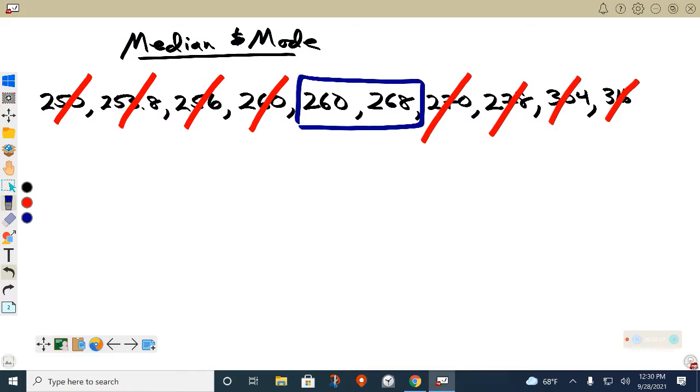But what I'm going to do is take those two middle cars and find the average of those two. I'm going to find the mean of those two, which means I'm going to add them up and divide by 2. And that'll be our median. So the median is the exact middle number.